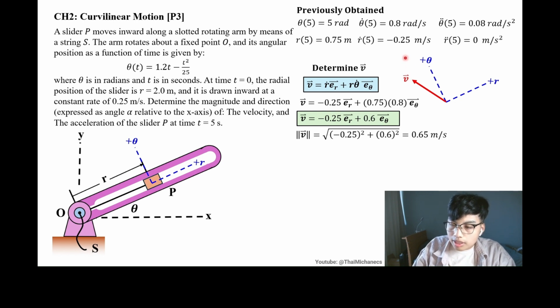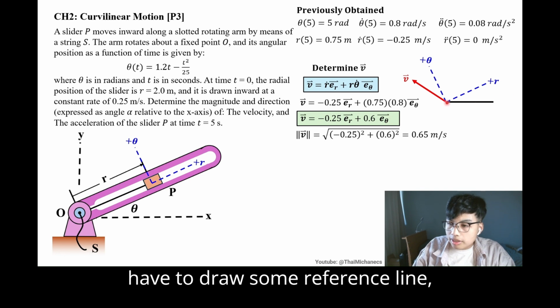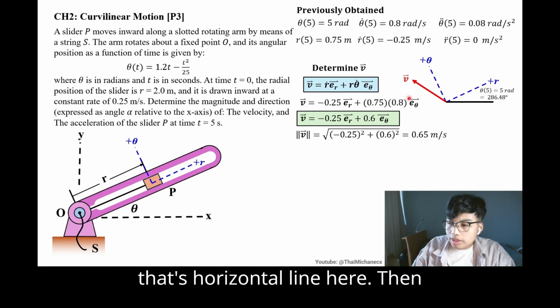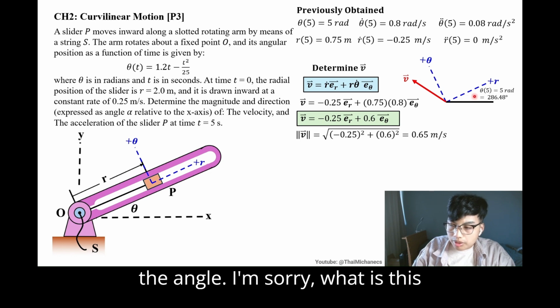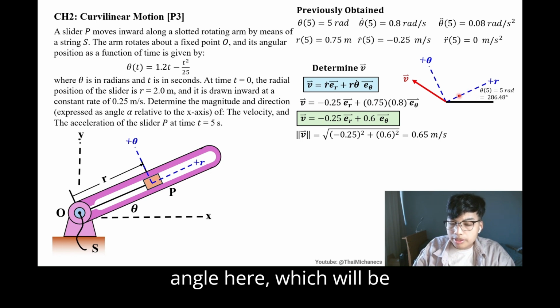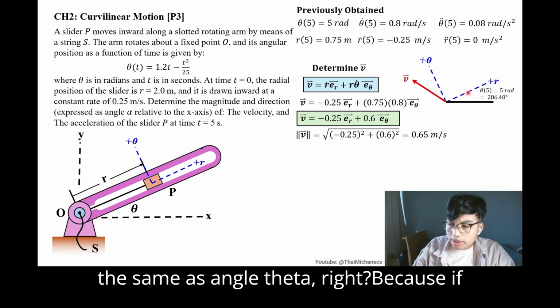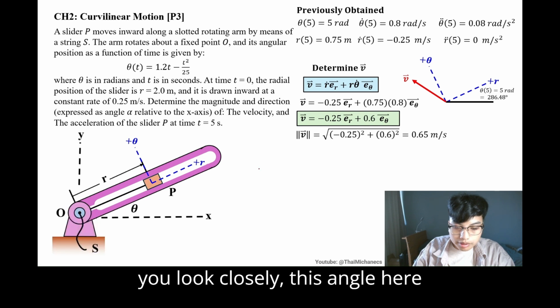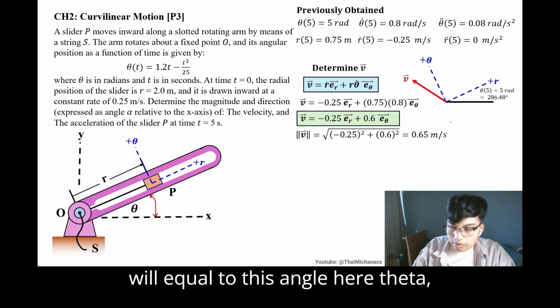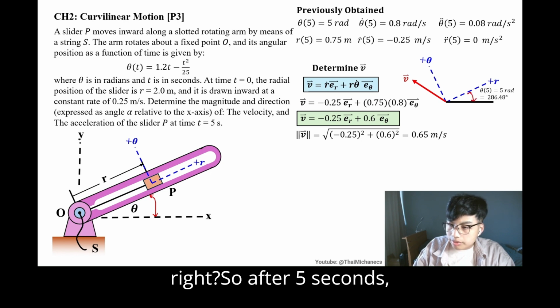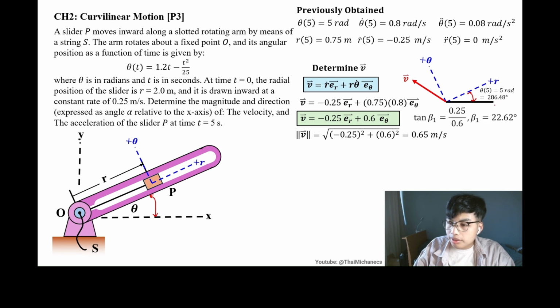Then what is the angle? We have to draw a reference line, that's the horizontal line here. Then we determine what this angle is. It will be the same as angle theta, right? Because if you look closely, this angle here, theta, will equal this angle here, theta, right? So after 5 seconds, theta is 5 radians, or in degrees it will be 286 degrees.